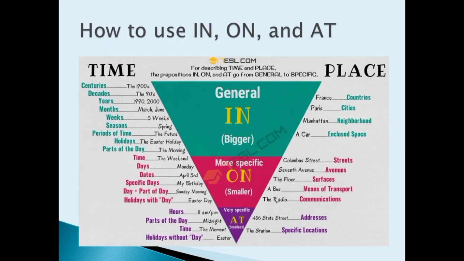For describing time and place, in, on and at are used. In is used for the point itself, which is general; on is used for the surface, which is more specific; and at is used for the general vicinity, which is very specifically defined.